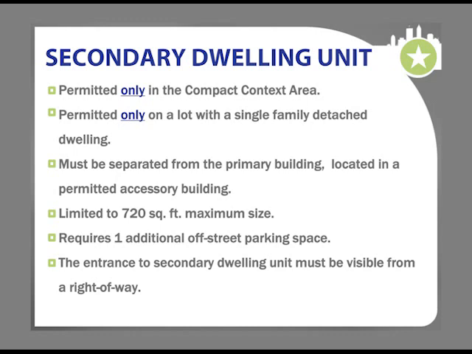So this is the way of assuring that it is accessory or secondary to the primary unit. If you have one of these, you do have to provide one additional off-street parking space. Finally, the entrance to a secondary dwelling unit must be visible from a right-of-way. That right-of-way can be either a street, it can be an alley, but you have to be able to see the entrance to the secondary dwelling unit from a right-of-way. Again, this is a safety provision.